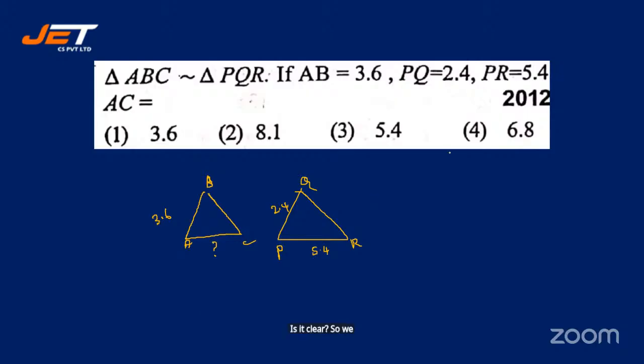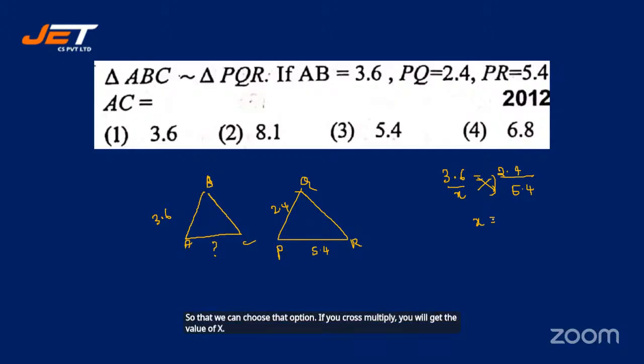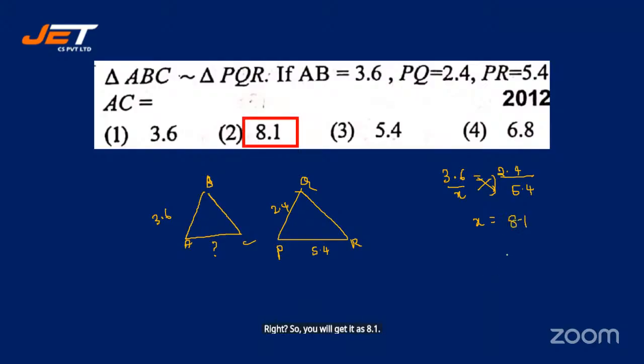So we can say that 3.6 by x is equal to 2.4 by 5.4. Right? So if you cross multiply, you will get the value of x. I have given you the hint. Quickly find out the value of x, students, so that we can choose that option. You will get it as 8.1. Let's see. It is 8.1. Okay. Now let me see how many of you are giving me the correct answers.